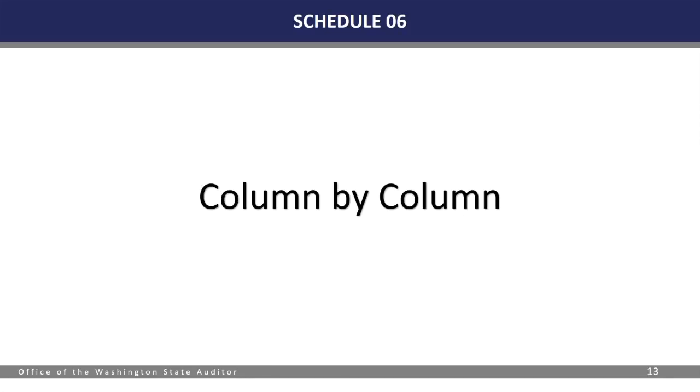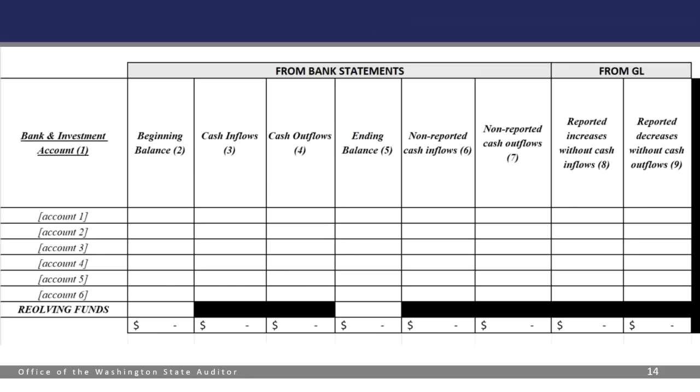Let's move in now to the Schedule 6 and talk about it column by column, because this walkthrough is going to be essential in understanding both what a bank reconciliation is and how that information for those reconciling items is conveyed to your auditor during the audit. So here is about the first half of the Schedule 6. There are some columns off to the right, but we'll get to those a little bit later. What we're going to be concerned about right now are these first 9 columns. So let's focus on the first 5, at least right now.